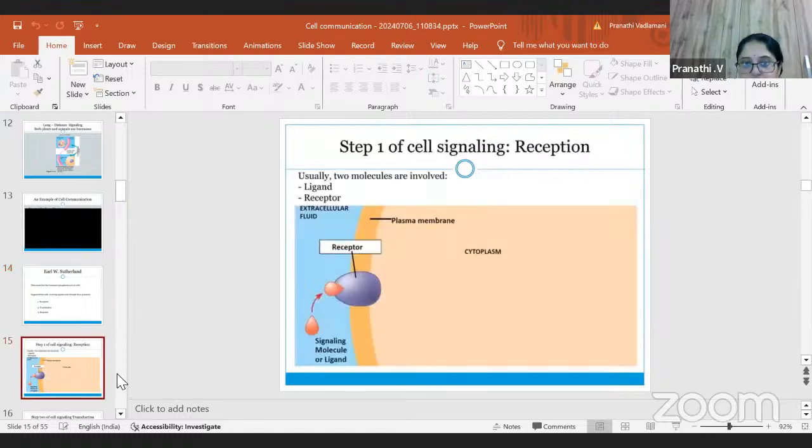So when it comes to cell signaling, you can see usually you have a ligand that is present and a receptor. So this is the signaling molecule and this is the plasma membrane.